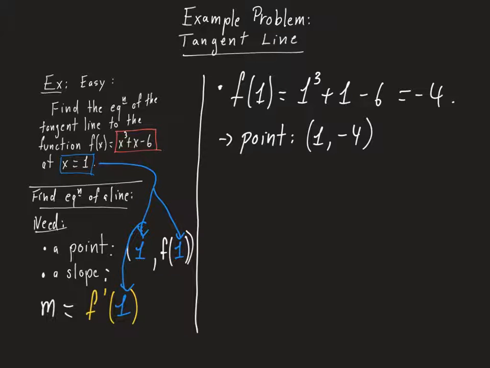Okay, so next up we need to find the slope. To find the slope, the first step is that we need to figure out what the derivative is. Now, if our function f of x is x cubed plus x minus 6, then you can see that our derivative is going to be 3x squared plus 1.